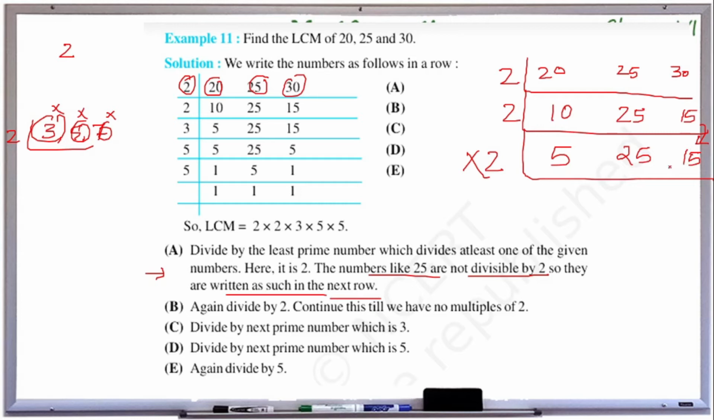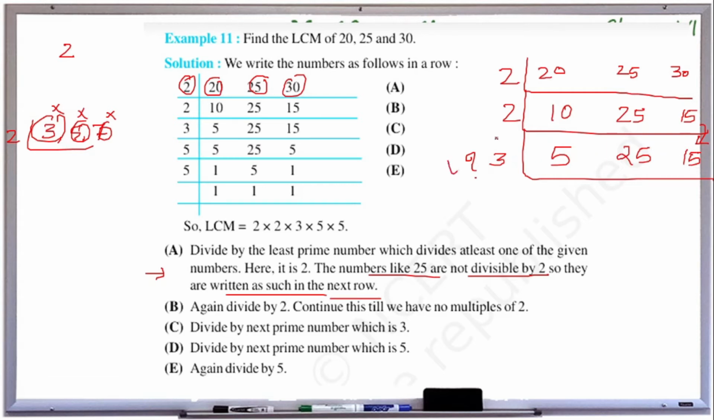So our task is the next prime number. We cannot use 2. If at least one number is divisible by 2, okay, no problem. But here no number is divisible by 2: 5, 25, 15. Check for 3, whether 3 is possible or not. 5 is not divisible by 3. 25 is also not divisible by 3. But 15, 5 into 3 is equal to 15. So 15 is divisible by 3.